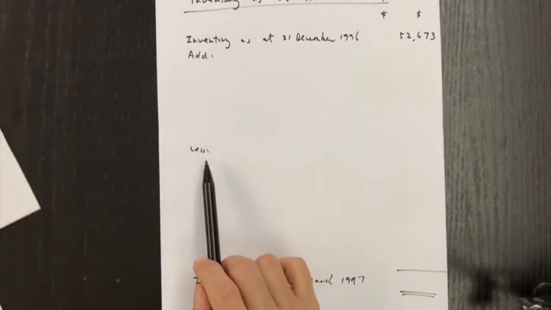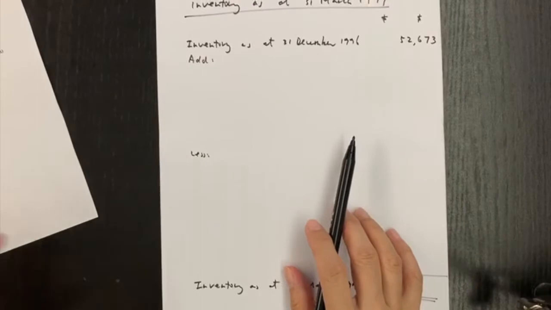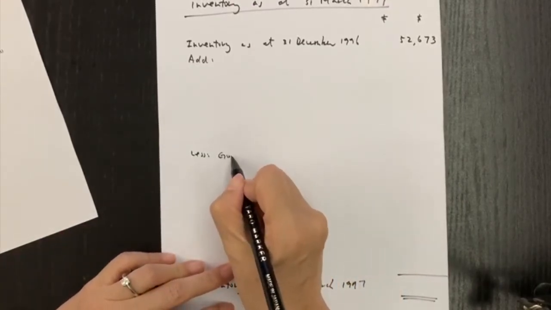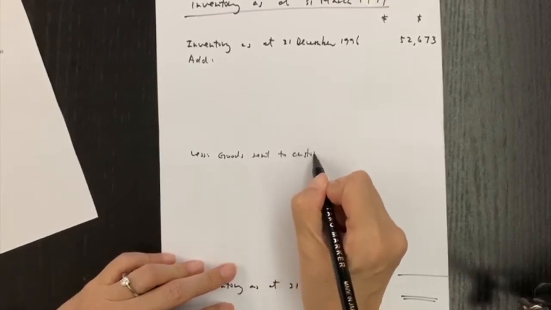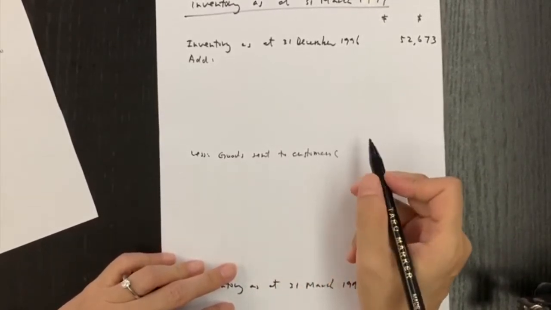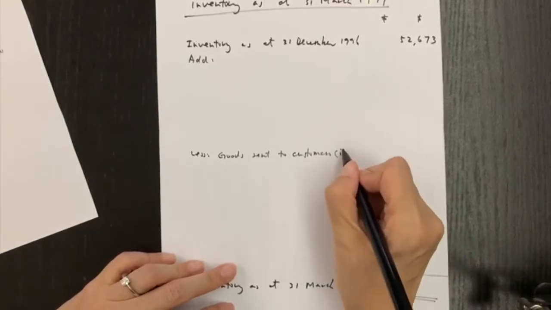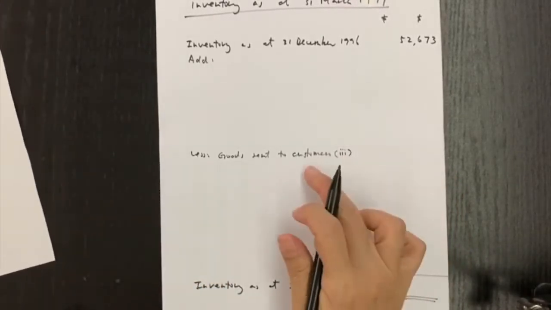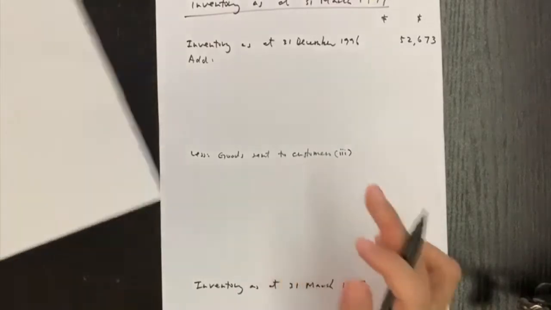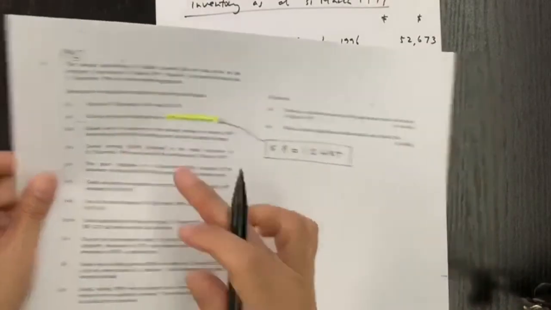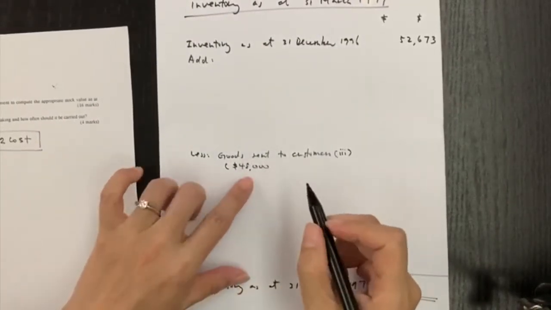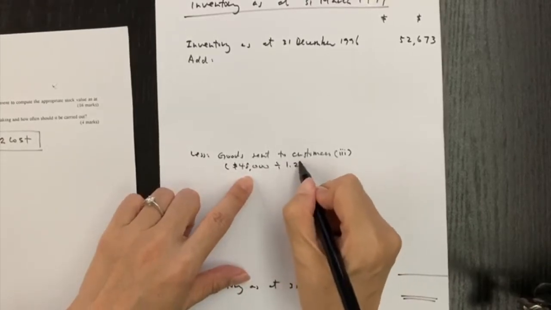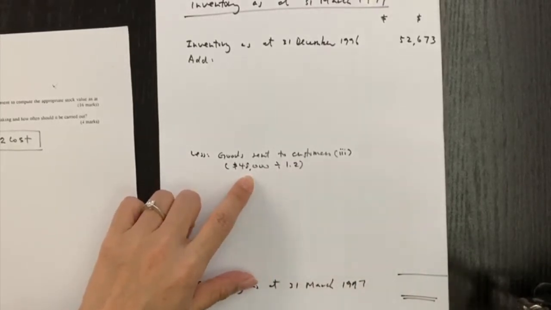Therefore, in my statement, starting from this figure, I have to deduct the goods sent to customers, which is related to point number 3 of the question. Since this actually means sales and the figure of 48,000 is the selling price, I need to convert it by dividing by 1.2 to change it back to cost.